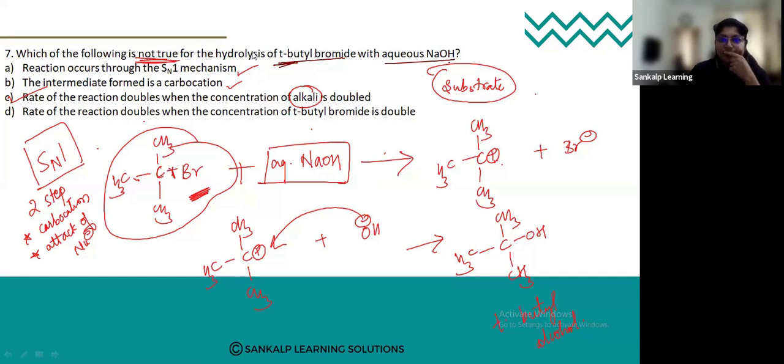So you need to know the proper steps for SN1 and SN2. And in the SN1 mechanism, tertiary carbocations are more stable, then secondary, and then primary. So this also you need to know.